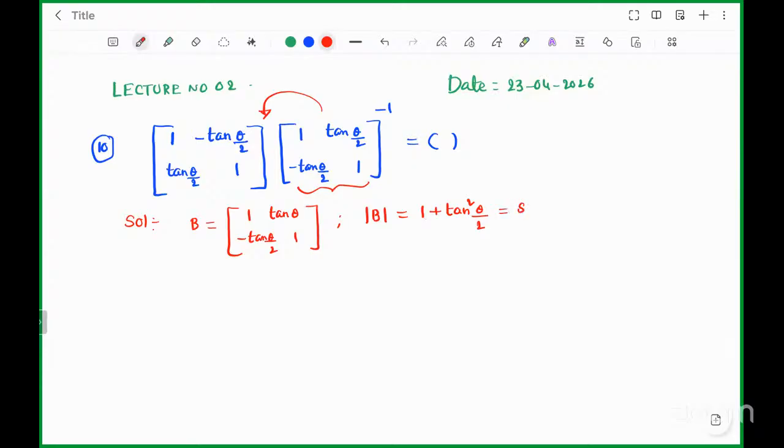So this is nothing but secant square theta by 2, right? Otherwise you can keep 1 plus tan square theta by 2 also, no problem.